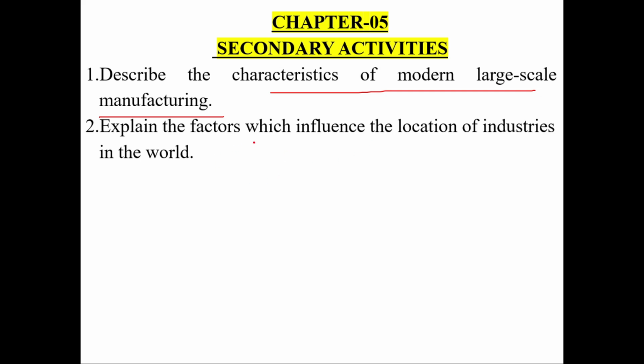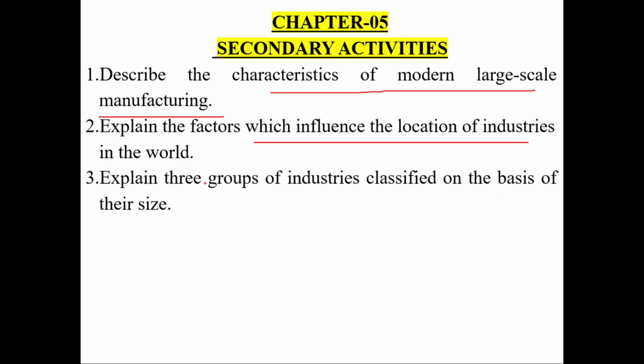The second question is the factors for the location of industry in the world, and this is also a very simple question. Access to raw material, access to transport, access to water, access to power, then government policy. These are some important points behind the location of industry. So this is a very simple question, you should follow it.